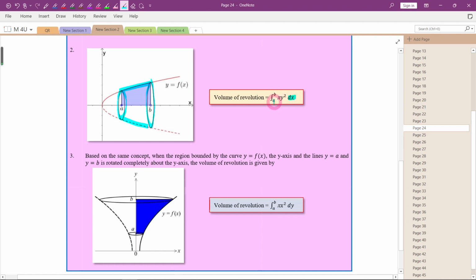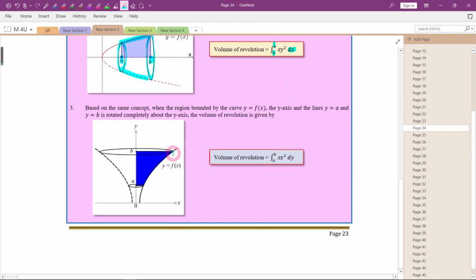If this is dx, these two numbers, the lower limit and upper limit, will come from the x-axis. So if a curve is rotated 360 degrees, let's say this part of the curve is rotated 360 degrees about the y-axis, to find the volume of revolution, we need to use this formula: integrate pi x squared dy about the y-axis. This is dy. These two numbers, the lower limit and upper limit, will come from the y-axis.